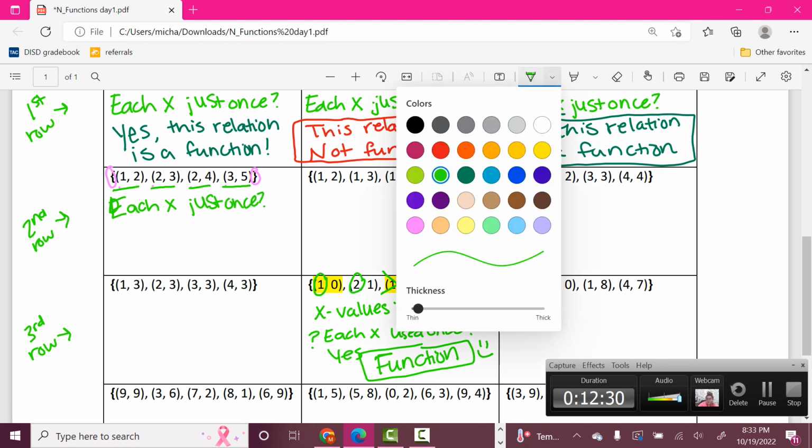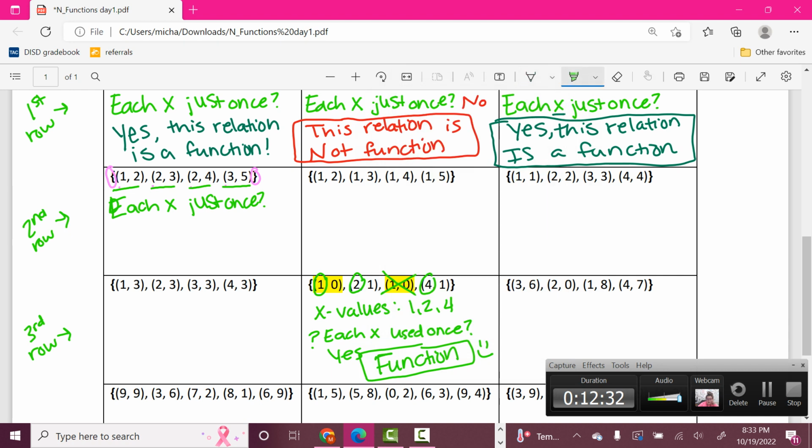The answer to that would be, well, let's look at the x values. In the ordered pair 1, 2, the x value is 1. In the ordered pair 2, 3, the x value is 2. In the ordered pair 2, 4, the x value is 2. In the ordered pair 3, 5, the x value is 3.